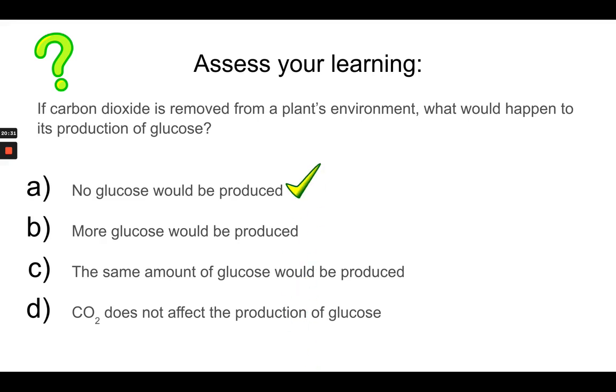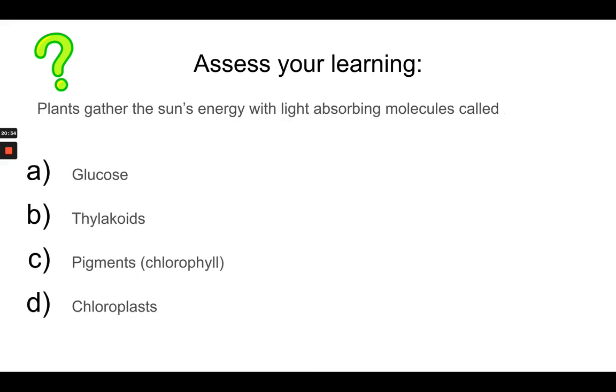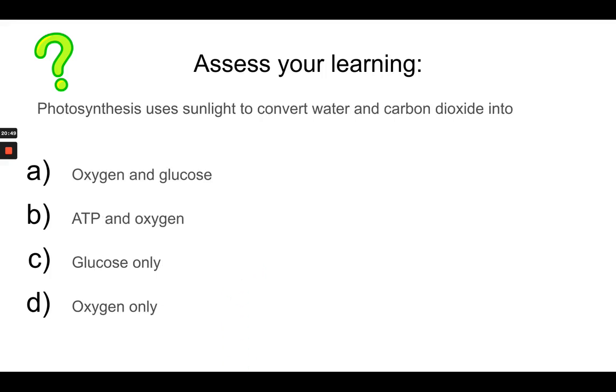You should have selected A. Plants gather the sun's energy with light-absorbing molecules called A, glucose, B, thylakoids, C, pigments, or D, chloroplasts. You should have selected C, chlorophyll. Photosynthesis uses sunlight to convert water and carbon dioxide into A, oxygen and glucose, B, ATP and oxygen, C, glucose only, or D, oxygen only. You should have selected A, oxygen and glucose.